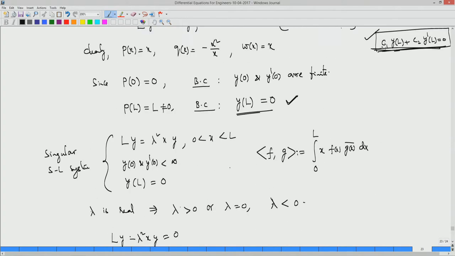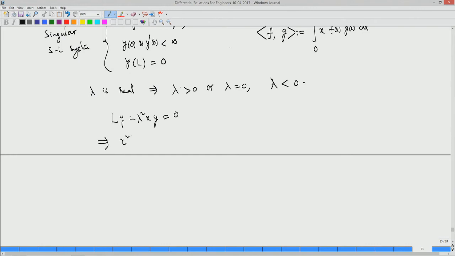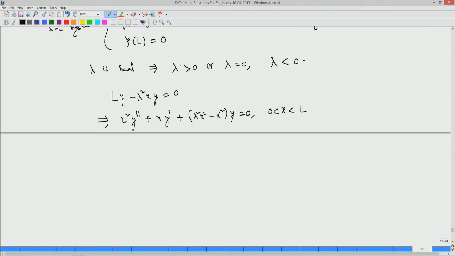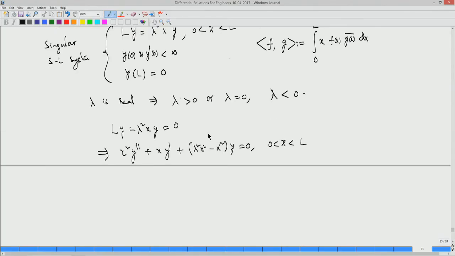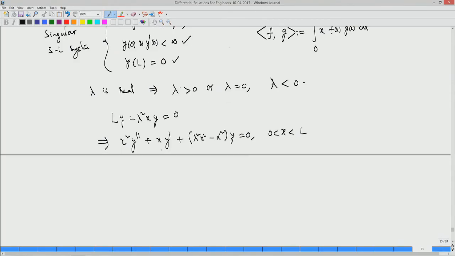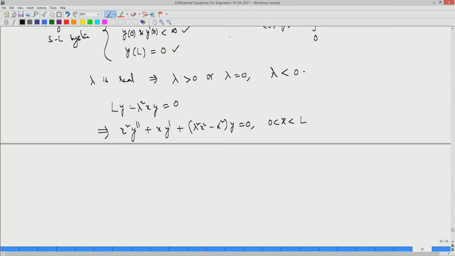So you have x square y double dash plus x y dash plus lambda square x square minus alpha square times y equal to 0. This is between 0 to L. And we know that this has solutions that have to be bounded at 0 and at L it has to be 0. What are those values for which you have that? We have seen those already.